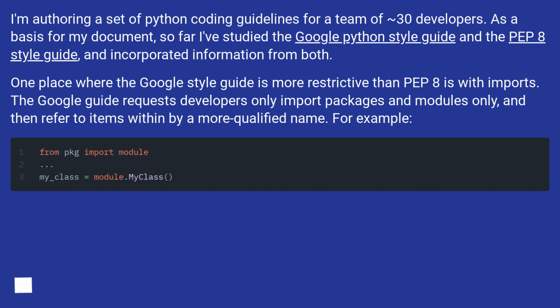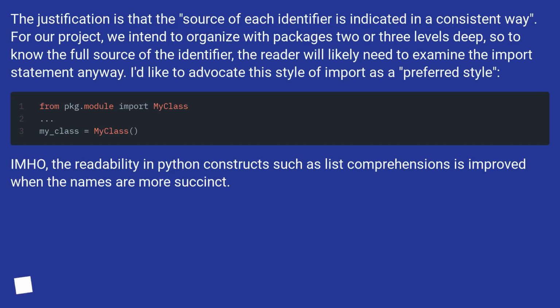The Google Guide requests developers import packages and modules only, and then refer to items within by a more qualified name. For example, the justification is that the source of each identifier is indicated in a consistent way. For our project, we intend to organize with packages 2 or 3 levels deep, so to know the full source of the identifier, the reader will likely need to examine the import statement anyway. I'd like to advocate this style of import as a preferred style.